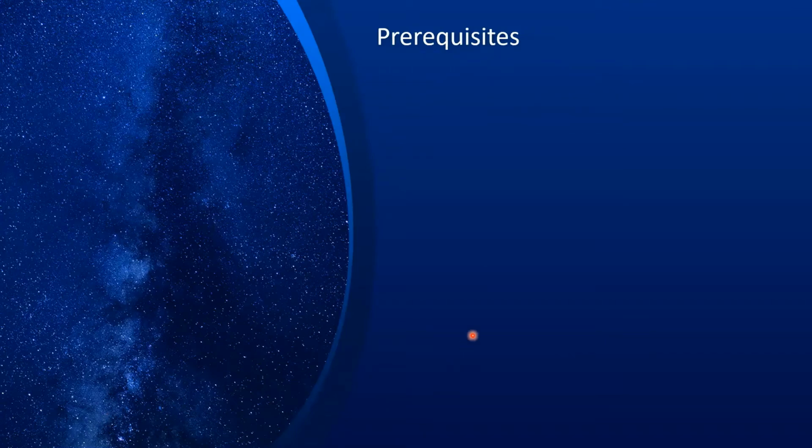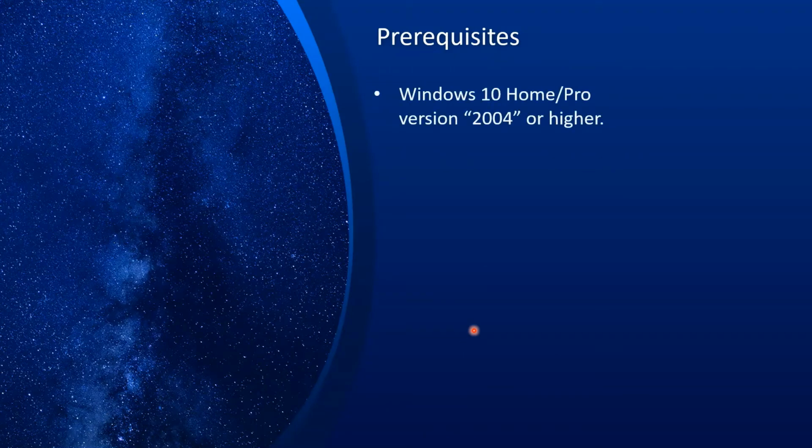As far as prerequisites, we really need a Windows 10 Home or Pro version, but the version has to be 2004. And I will show you how to check your Windows version. We need about 8 gigs of RAM. You can go less than that if you plan not to run Kubernetes on top of that. So I would say 8 gigs of RAM gives us an optimal environment for that.